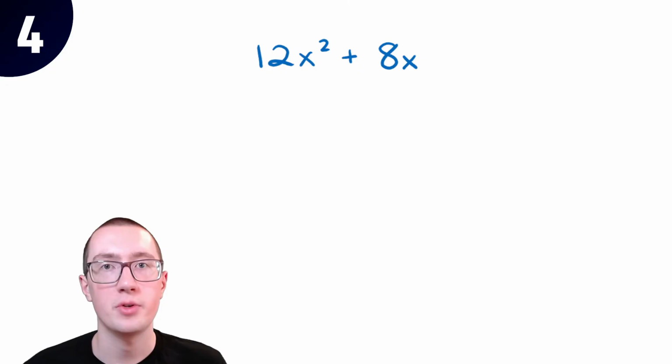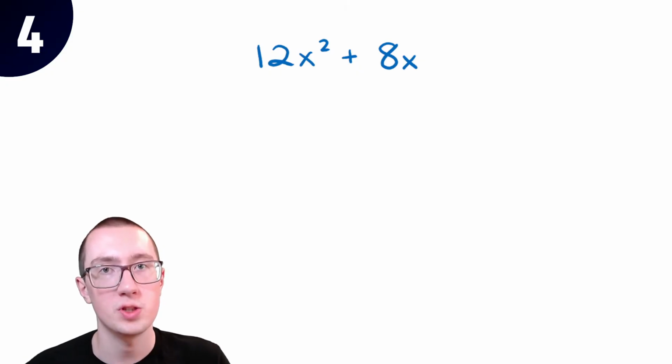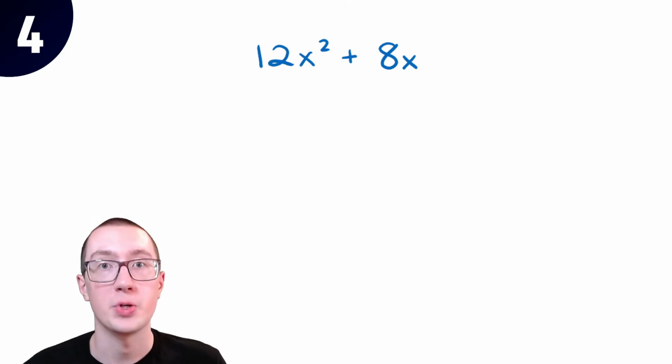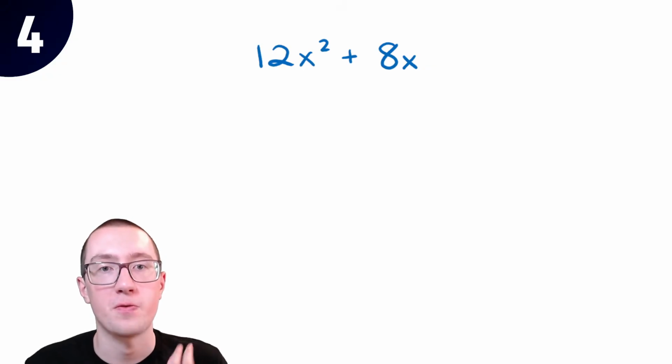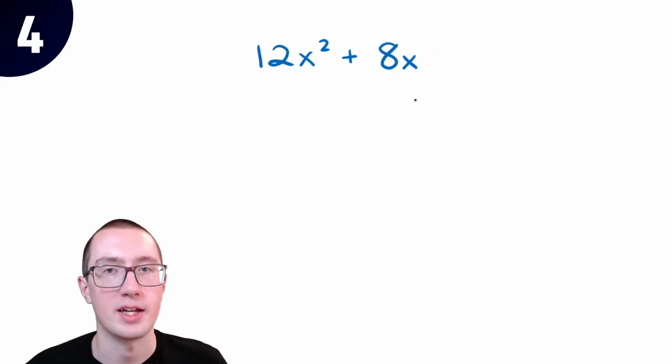Now, the distributive property is what we used to multiply things together. But in algebra, it's just as important to know how to unmultiply. Basically, take something that's already multiplied and spread it out. And we call this factoring. So let's say we wanted to factor 12x squared plus 8x.